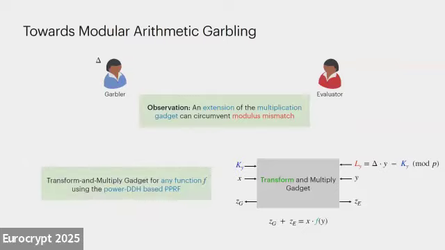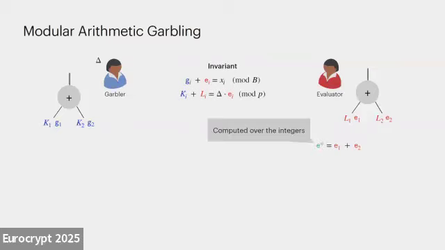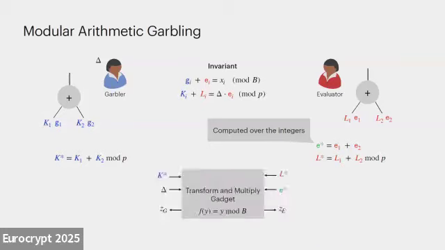And we show how to construct this transform and multiply gadget for any function f using the PAR-DDH-based punctured PRF. Again, I'll go to this construction later, but assuming we have this primitive, how do we do modular arithmetic garbling? First, the evaluator sums up its shares, E1 and E2, just over the integers, with no modular reduction. Then the parties add up their keys and labels, mod P. Then they use the transform and multiply gadget, where the evaluator inputs the integer sum E star, the garbler inputs delta, and they input K star and L star respectively.